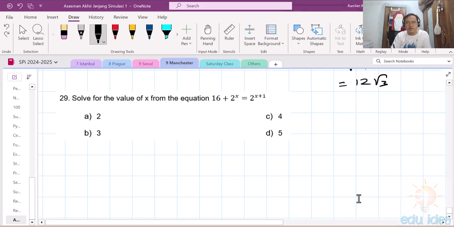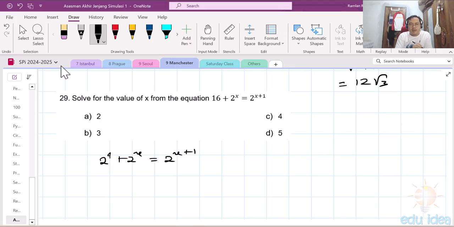So in here, we can write this 16 as 2 to the power 4, right? 2 times 2 times 2 times 2 is equal to 16. So I can write this equation again as 2 to the power 4 plus 2 to the power of x equals 2 to the power of x plus 1. Now, what can we do here?